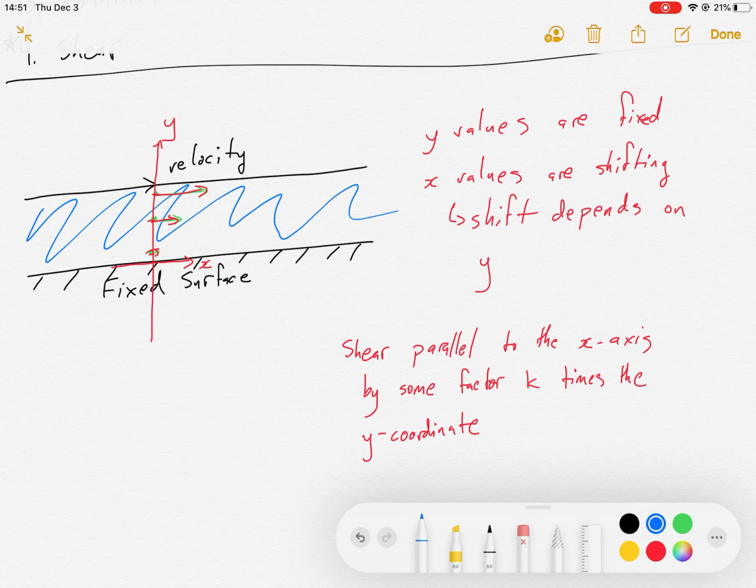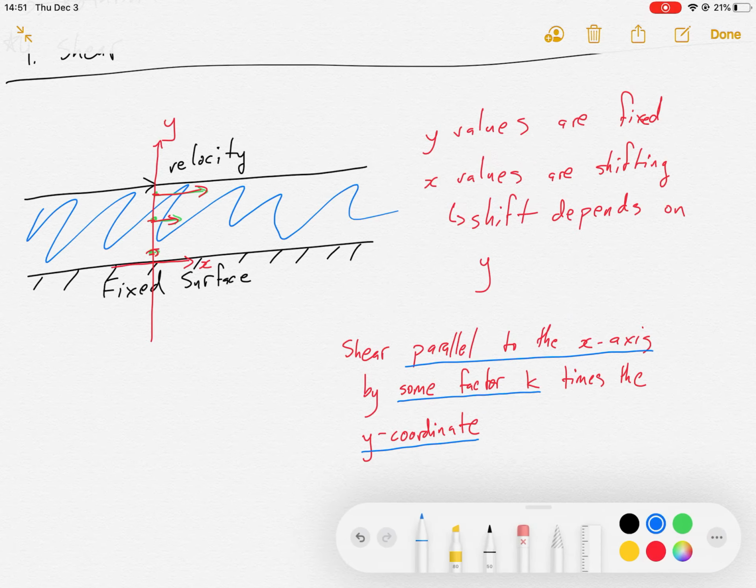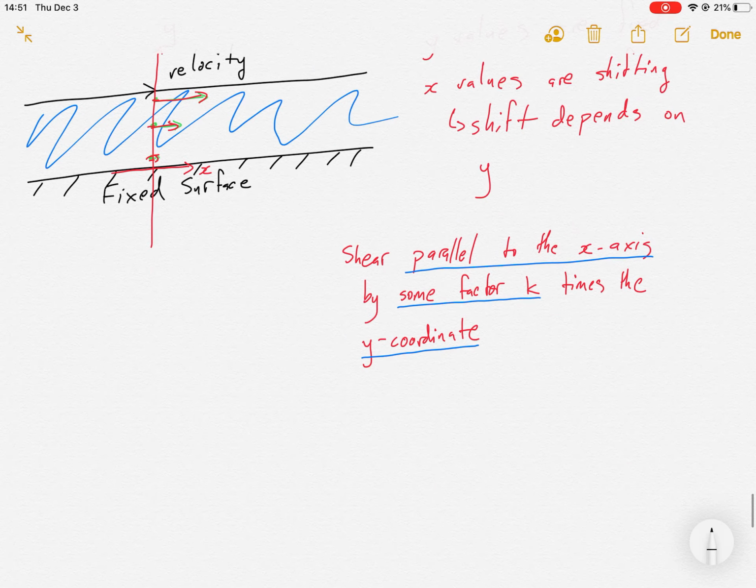So the shear, first of all, is parallel to the x-axis. There's some factor k that is being multiplied by the y coordinate, and that tells us how much we're shearing depending on where we are on that y. So this is how you might apply it. I'm going to now just show you what the actual matrix transformation looks like.